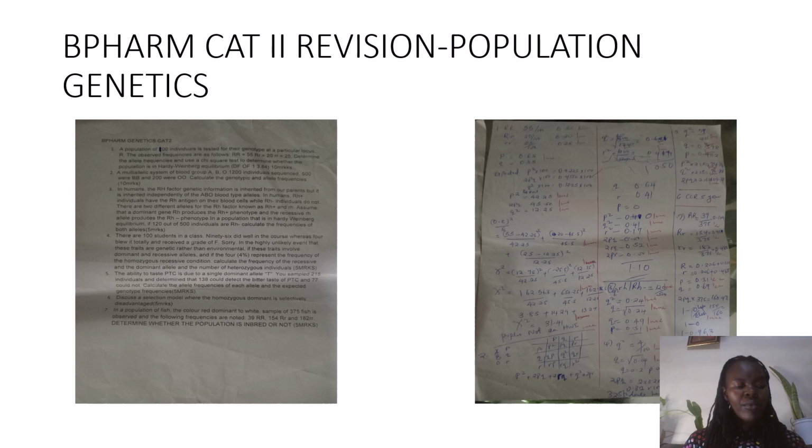Take 4 over 100 because it's percent. Find the square root. We are trying to find the square root of only the 4%. Then the square root of 4% will be the square root of 0.04. You will get 0.2. 0.2 will be q. If you get 1 minus q, that will give you p. So p is 0.8.